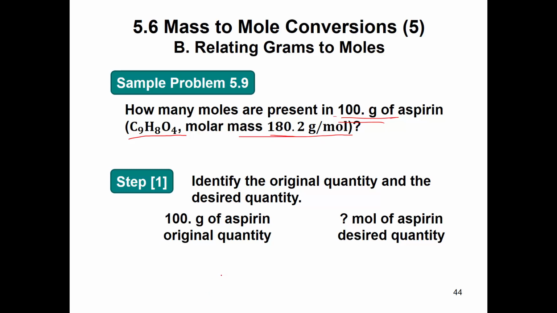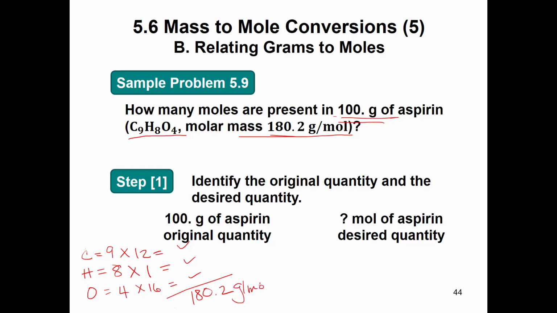Now, we could do that, right? If we needed to figure that out, we'd say that we have 9 carbons times 12, and we have 8 hydrogens times 1, and we have 4 oxygens times 16, and then we could add these numbers together, and then we would get that 180.2. That's where that came from. But they just gave it to us, so we wouldn't have to do it.